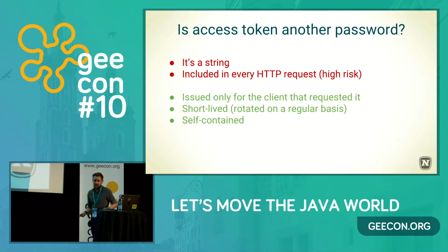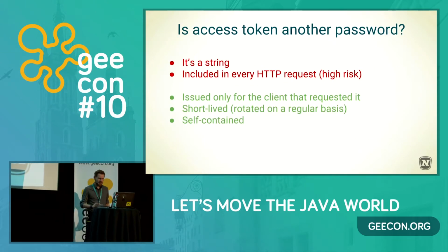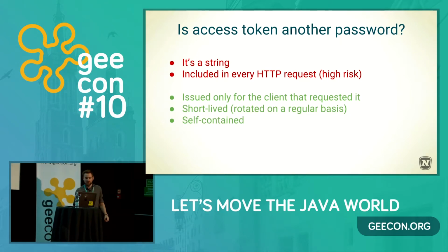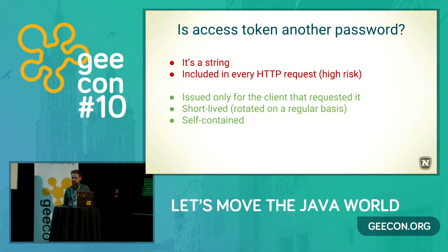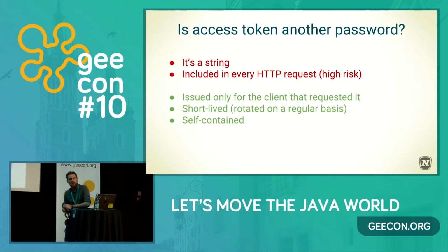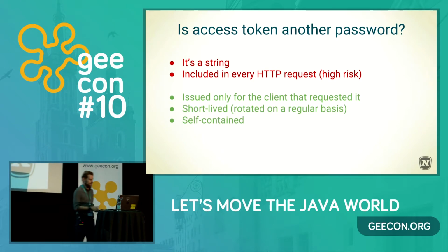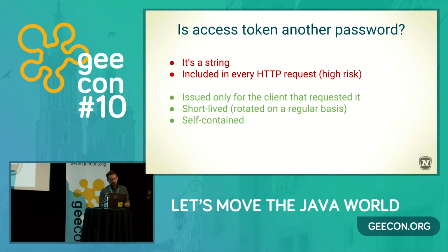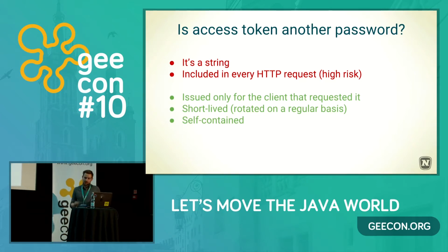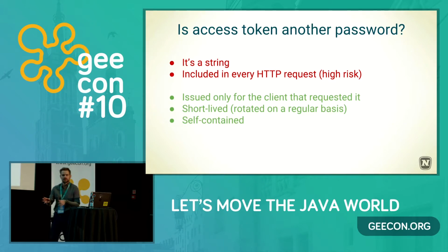So is an access token really another password? Well, for one, it's a string, right? So it must be a password. The other thing is it's included in the HTTP request. So it's basically a so-called high-risk token, right? So when it's stolen, we get access to our application, we can reuse it, and so on and so on. But what it also is, it's issued for the client that requested it. So if you can keep up with the logic right here, now we kind of don't have one password, but instead of the one password, we've got a bunch of passwords for our applications, right? This is typically what this logic does.